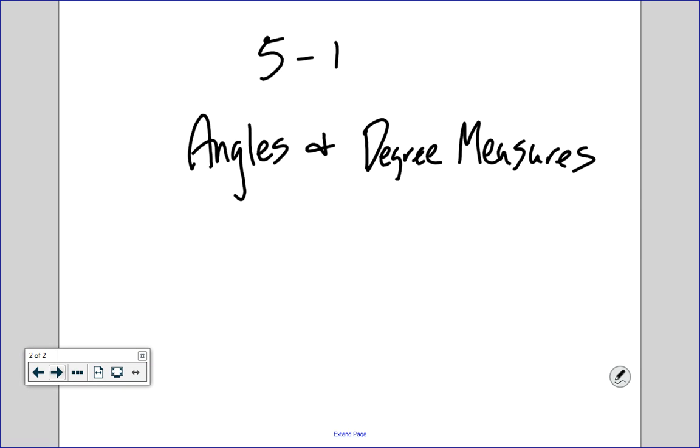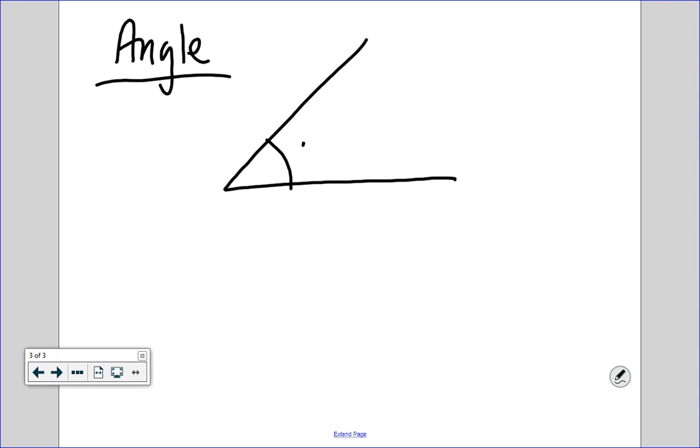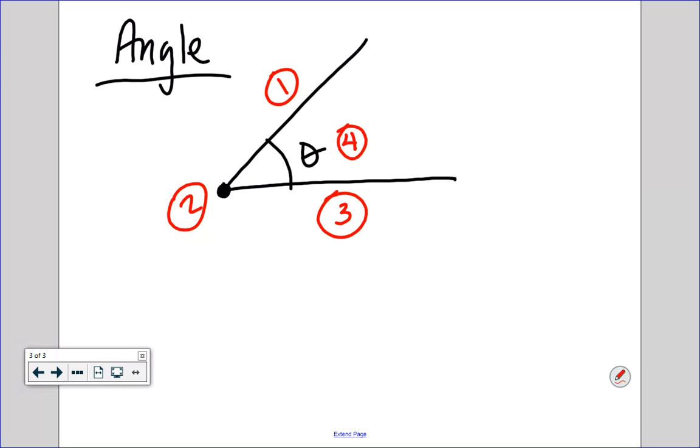Okay, so we have angles and degree measures. To start, we're going to talk about angles. What constitutes an angle? An angle has 3 definitive parts, and if you want to count, technically it has 4. We'll start with number 2 here. Where the 2 rays of an angle meet, that is what we call a vertex.